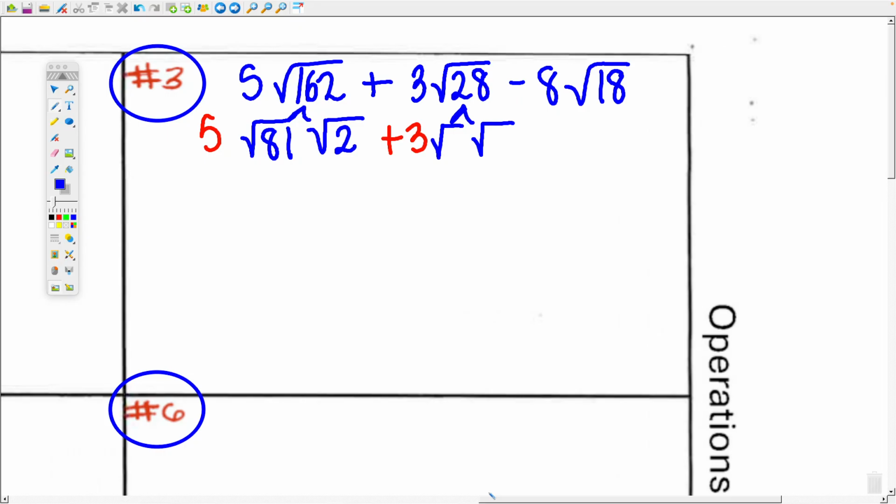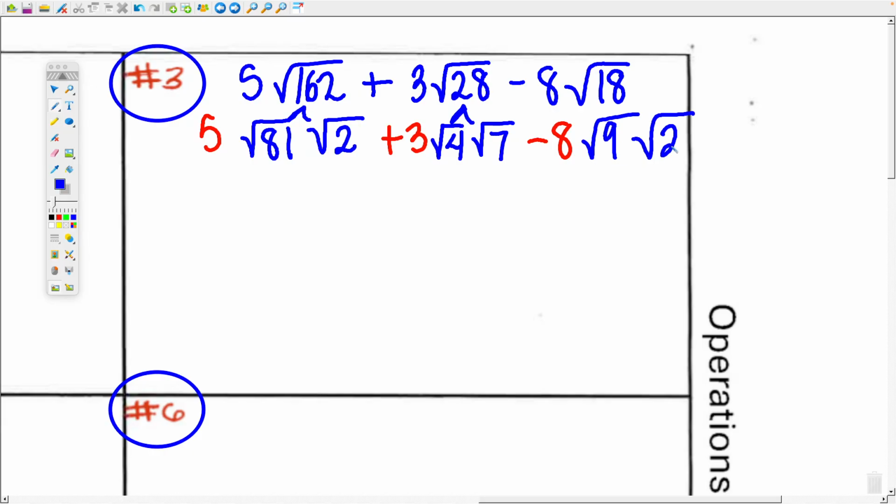So what is the biggest perfect square that can go into it? It's not 14. 14 is not a perfect square. 4 and 7. Yes, 4 and 7. 4 is a perfect square. And now I bring down the 8. And I need to split the 18. What are my squares that can go into 18? Look at your lists. 9 and 2.